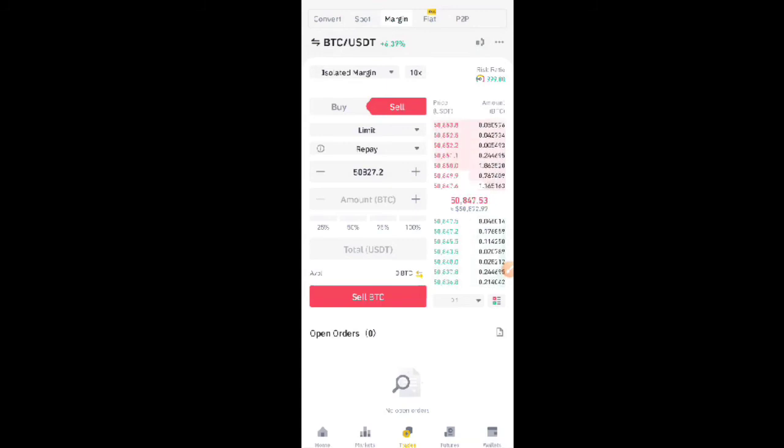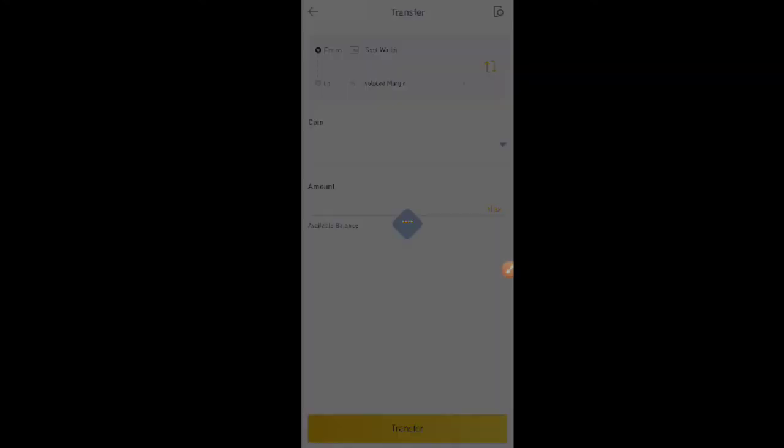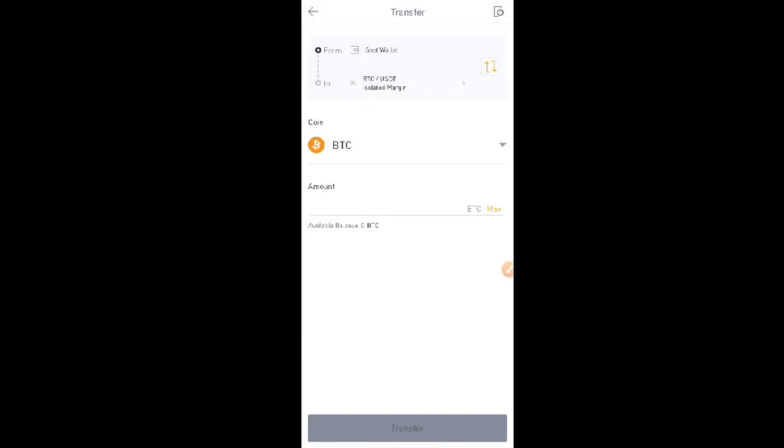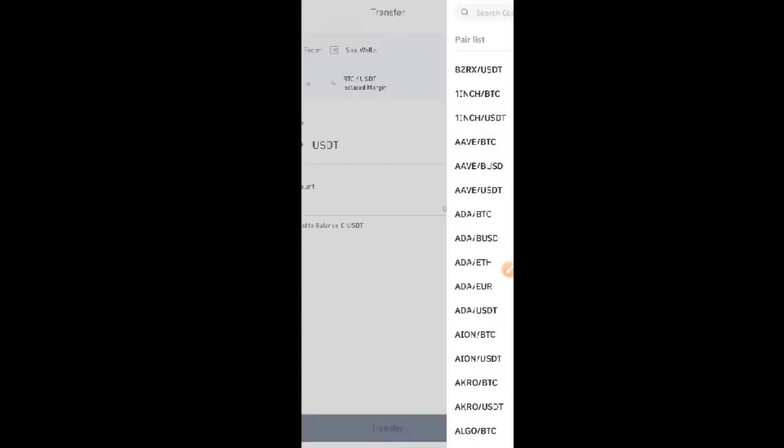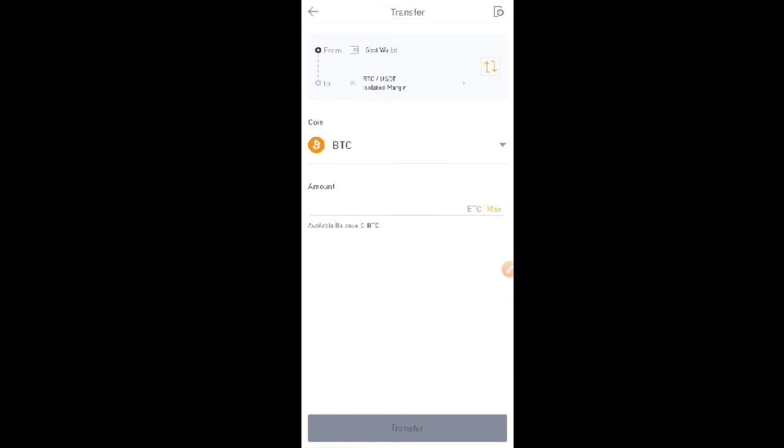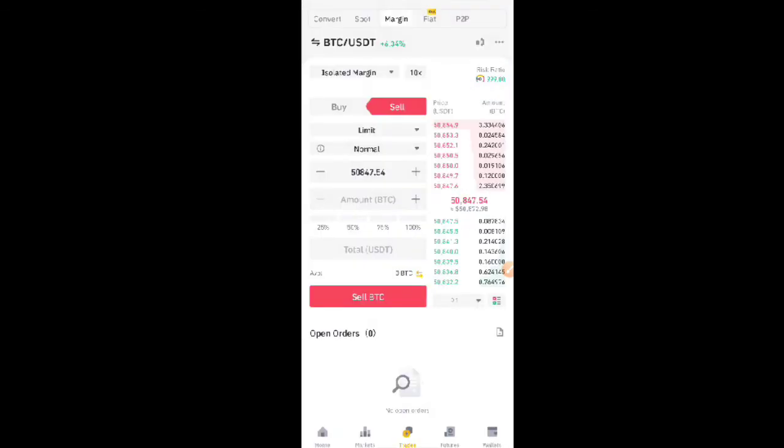So I would advise you to just stick with normal. Just work with the amount that you have in your balance, the USDT amount you have. Remember that first of all you have to transfer funds from your spot wallet to your isolated margin account, for you to be able to trade this. Either you're transferring USDT, or you're transferring Bitcoin, whichever one you want to trade. If you're trading BTC, you're using USDT to buy BTC.